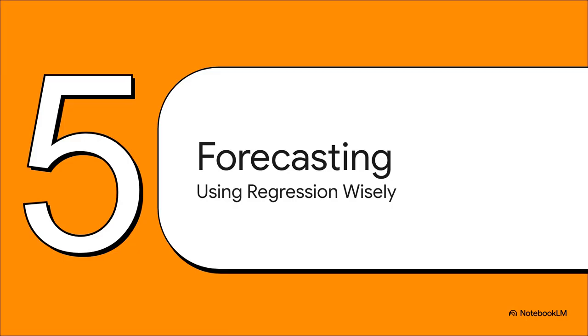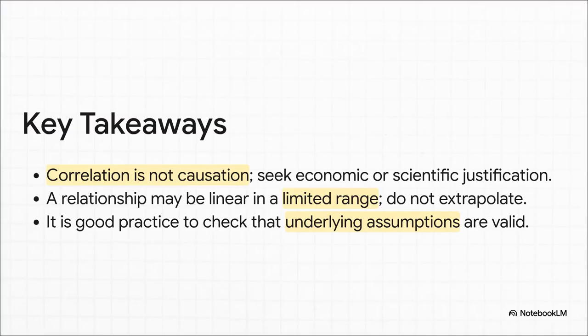All right, so let's recap. We've found a strong relationship and we've confirmed it's statistically significant. That's awesome. But now comes the important part. How do we use this newfound power to look into the future responsibly? To use regression wisely, you've got to keep 3 big rules in mind. First, and we've got to keep saying it, correlation is not causation. Even a perfect model doesn't prove one thing causes another.